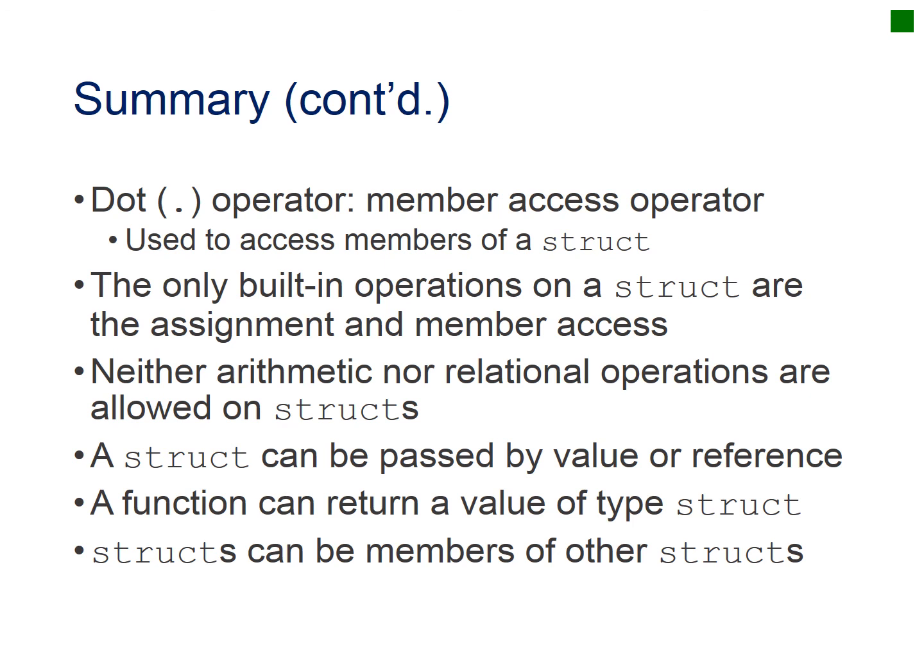The dot operator is the member access operator. It is used to access members of a struct. The only built-in operations on a struct are assignment and member access. Neither arithmetic nor relational operations are allowed on structs. A struct can be passed by value or by reference. A function can return a value of type struct, and structs can be members of other structs.